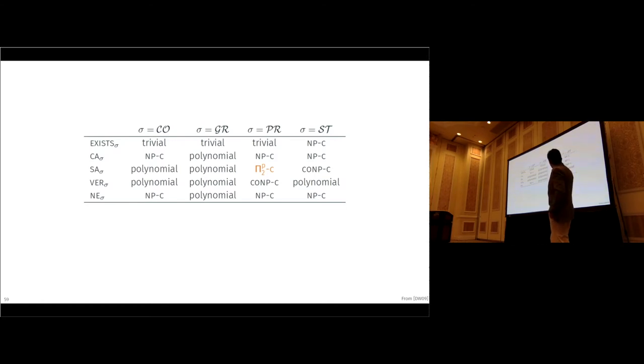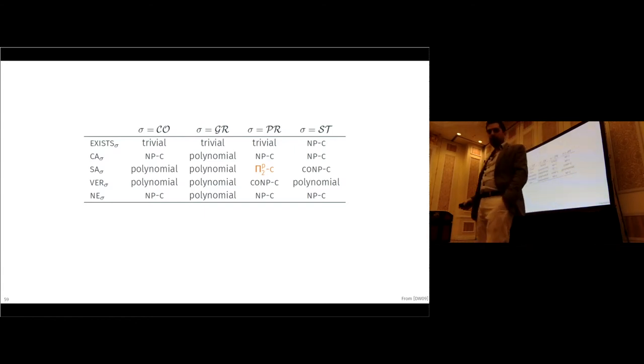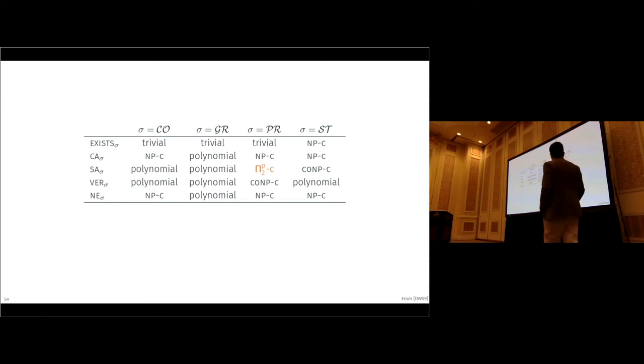But if you look now at preferred and stable extensions, we can see that for the preferred case we get up to the second level of the polynomial complexity hierarchy, with the skeptical acceptance according to the preferred extension being Pi-2-P complete.